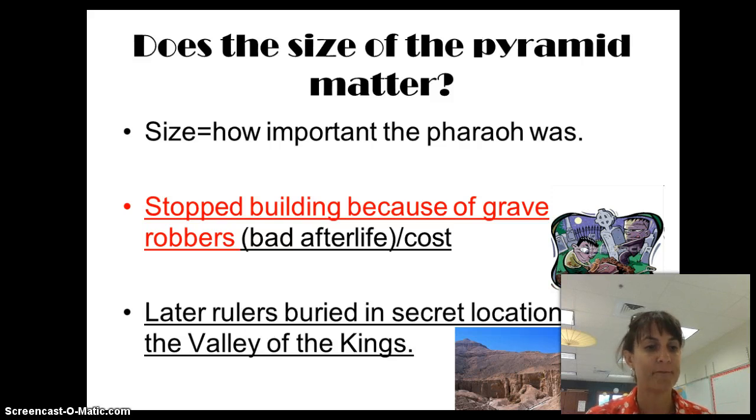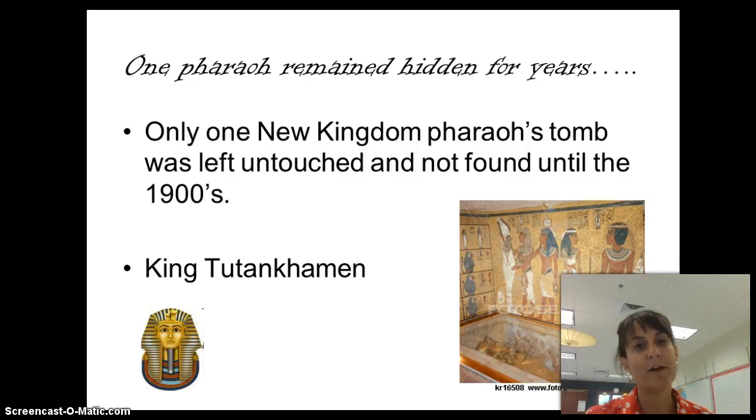There is one pharaoh that remains hidden for years, and he was a New Kingdom pharaoh, so way past the Old Kingdom time of building pyramids. That was King Tutankhamun, or King Tut. He was not found. His tomb was left untouched and not opened until about the 1920s. So when archaeologists found him by accident, they were amazed because that had not been opened since it had first been sealed at the time of his death.